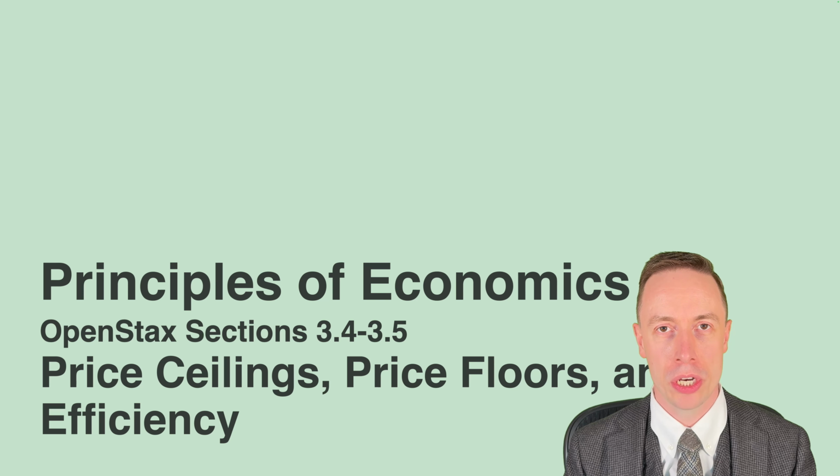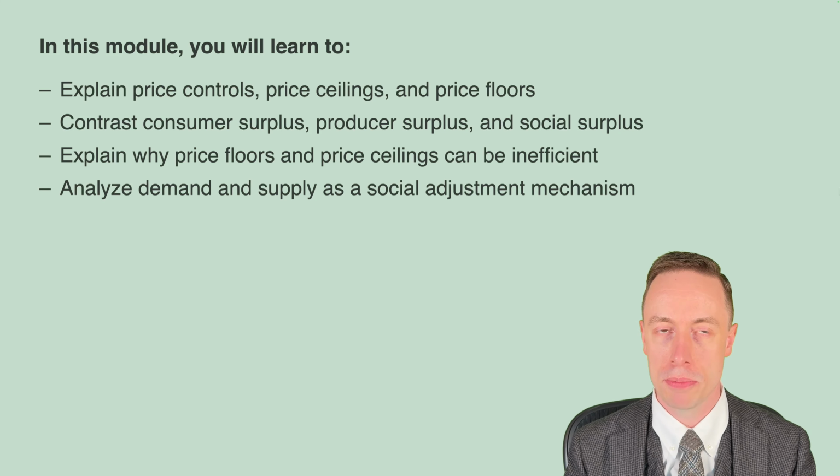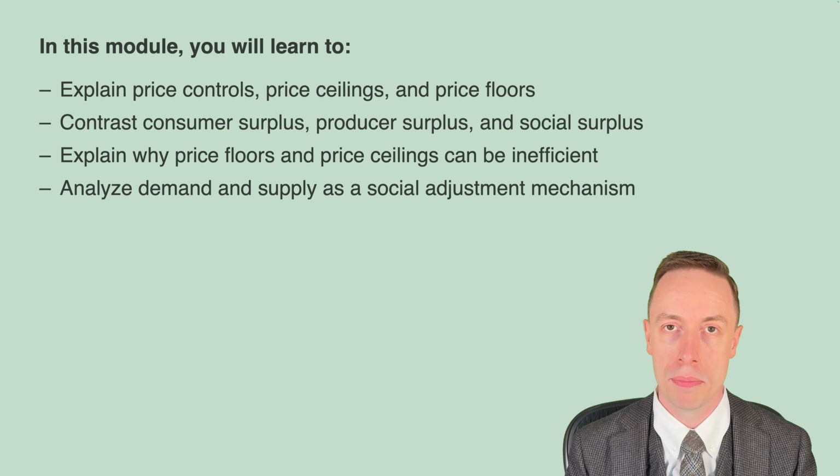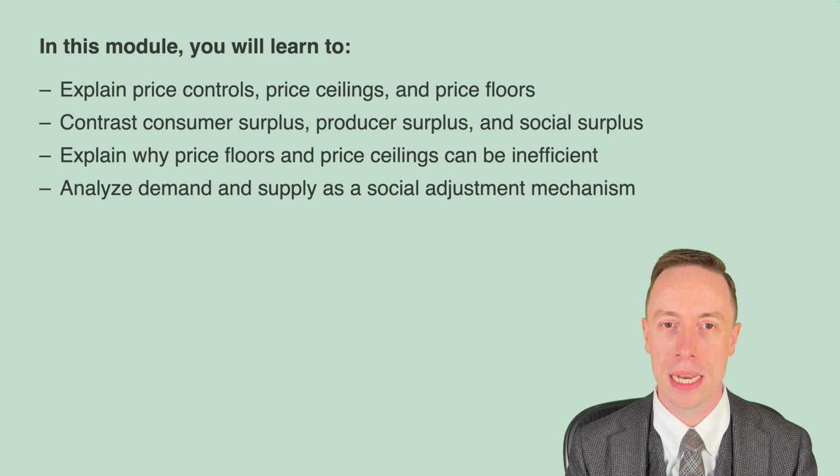And today we are going to cover sections 3.4 and 3.5, price ceilings, price floors, and efficiency. In this module, you will learn to explain price controls, price ceilings, and price floors. Contrast consumer surplus, producer surplus, and social surplus. Explain why price floors and price ceilings can be inefficient. And analyze demand and supply as a social adjustment mechanism.